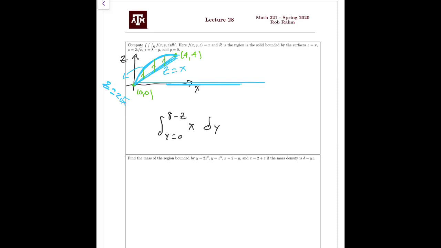I'm going to have the y integral be in the middle. So that means for every value of x, the z integral will be the middle integral. This means for every value of x, z is going to go from x to 2 times the square root of x. And then x will go from 0 to 4. Where these two curves intersect is 4, 4.